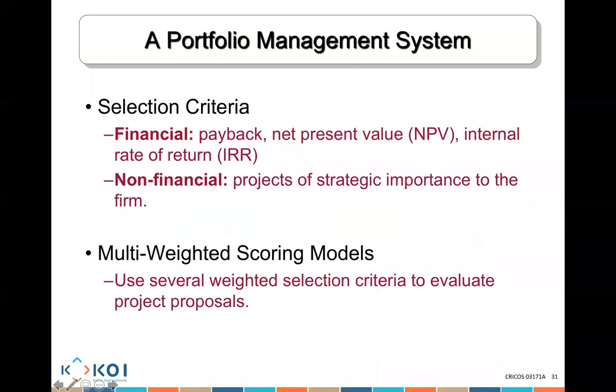So how do we choose the projects to work on? Well, there are selection criteria, there are financial, and there are non-financial. And I'll show you some examples. Financial could be what we call a payback method, a net present value method, an internal rate of return method, to name a few. A non-financial could be assessing whether the project is of strategic importance to the firm. That's what we do. And then there's what we call multi-weighted scoring models. Use several weighted selection criteria to evaluate project proposals. And again, that's an activity you are going to be doing very shortly.